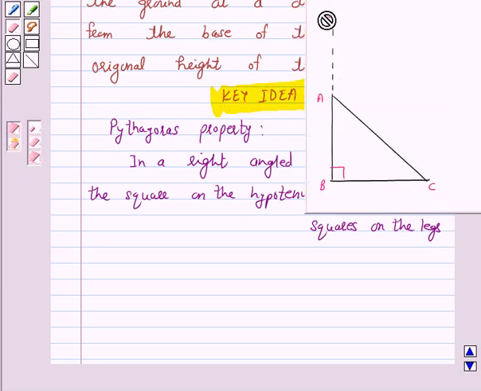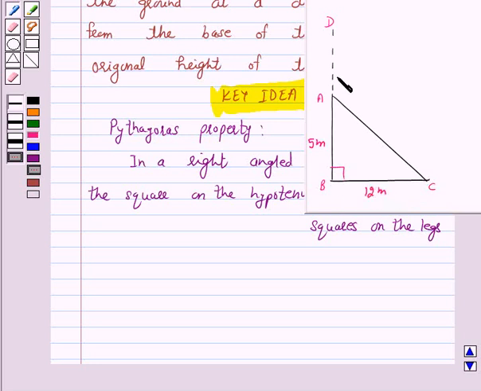Now, here BD is the height of the tree and tree is broken at a height of 5 meter from the ground. Therefore, AB is 5 meter and its top touches the ground at a distance of 12 meter from the base of the tree. Therefore, BC is equal to 12 meter. Now, AD is equal to AC. So we have a right triangle ABC where AB is 5 meter and BC is equal to 12 meter. We have to find the original height of the tree. For this, we will first find out AC.